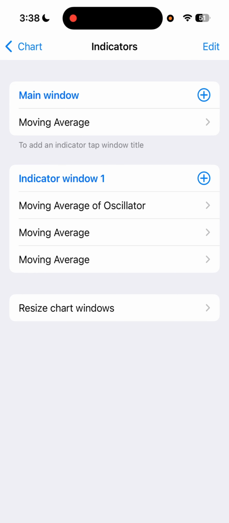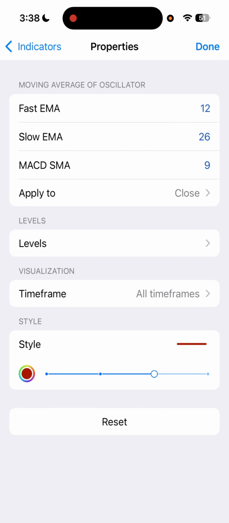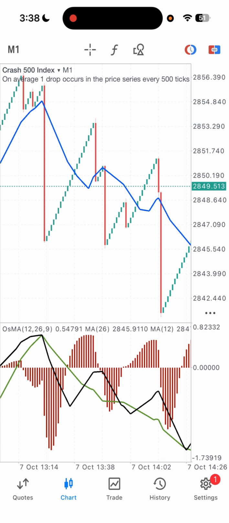When you're done with that, you put on the moving average of oscillator on indicator window 1. You click on indicator window 1, you select the moving average of oscillator. Fast EMA you put on 12, slow EMA 26, MACD SMA you put on 9, then you apply to close. For the style, you put 3 pixels with color red, or any color of your choice as long as you understand what you are doing. Then you click on done.